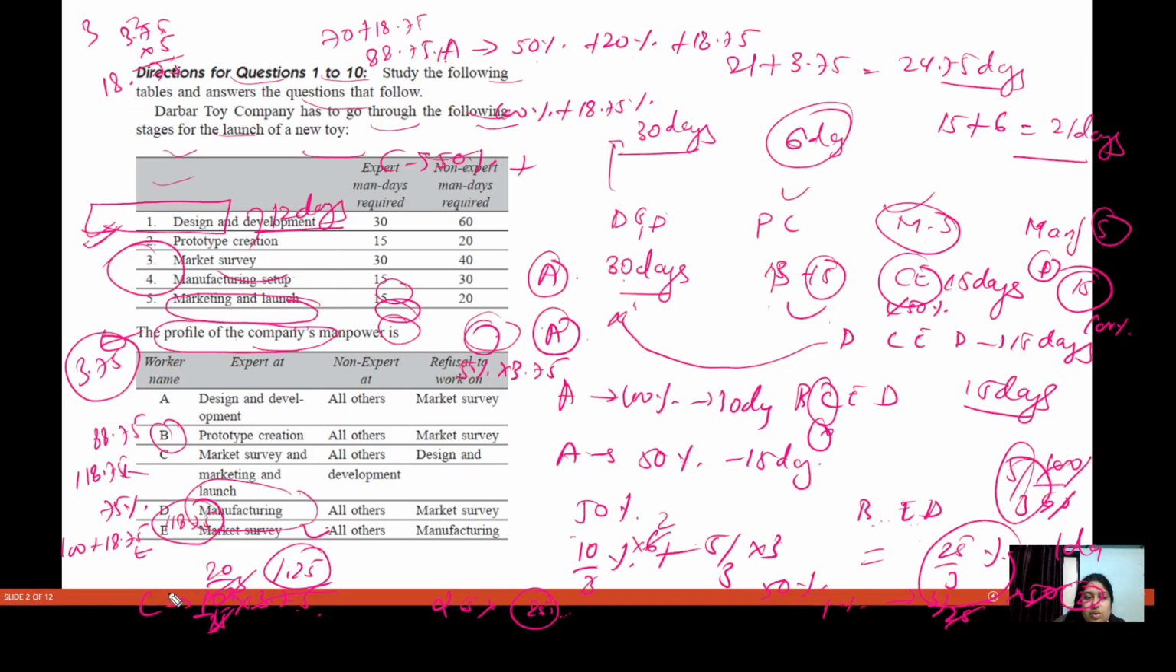Now you have this E person. E is working on market survey. So E first does 50% of the work. Then E goes to do 18.75% of the work, I think. Because how much?